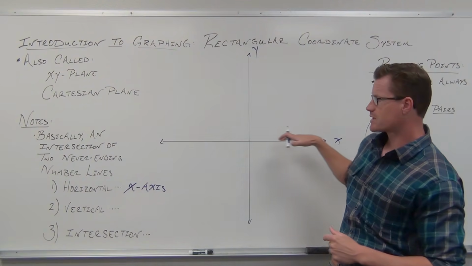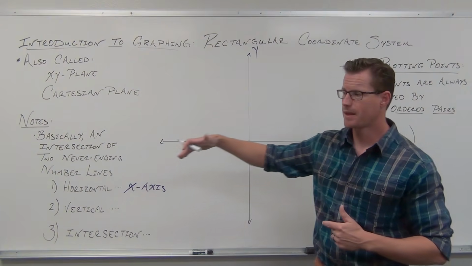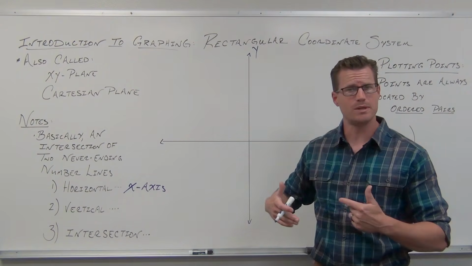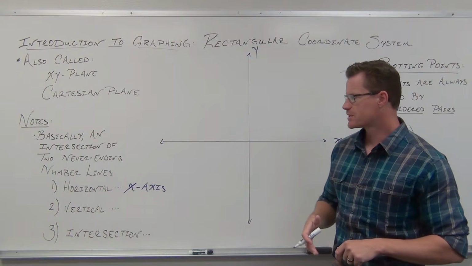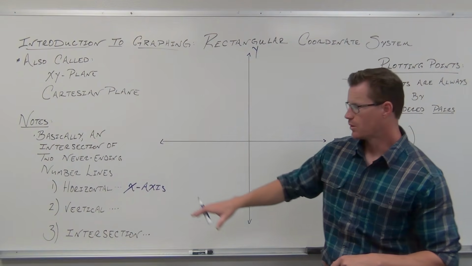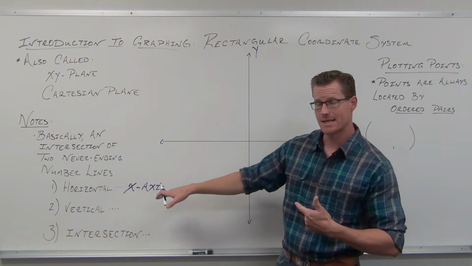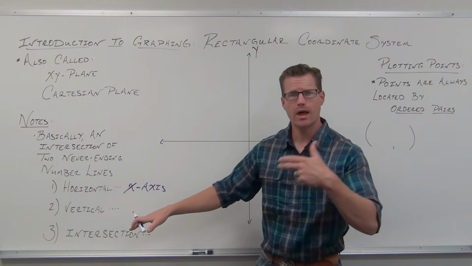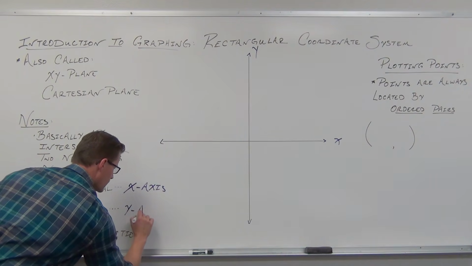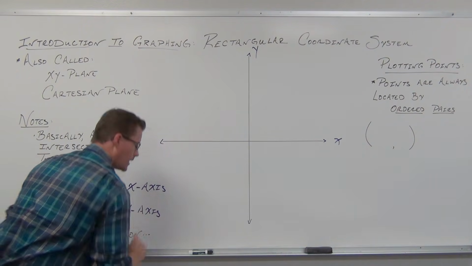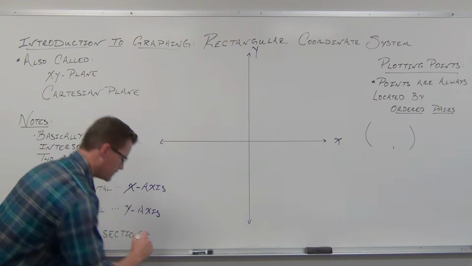So we have a never-ending number line called the x, a never-ending number line called the y. They're perpendicular, which means they have to intersect in a plane. What we call the intersection is called the origin. So the horizontal axis is the x-axis. The vertical number line or axis is called the y-axis. And where they intersect is called the origin.